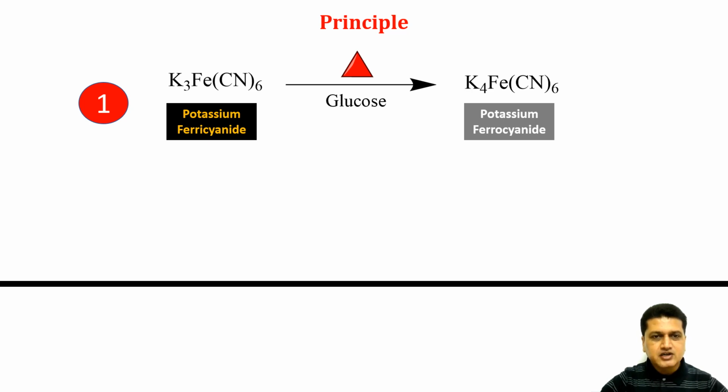In titrimetric Cole's method, under hot alkaline condition, glucose can reduce potassium ferricyanide to potassium ferrocyanide. During this reduction reaction, glucose is oxidized to form complex mixture of organic acids.